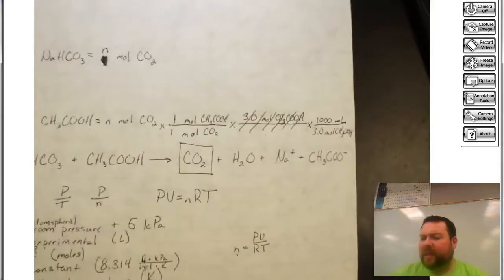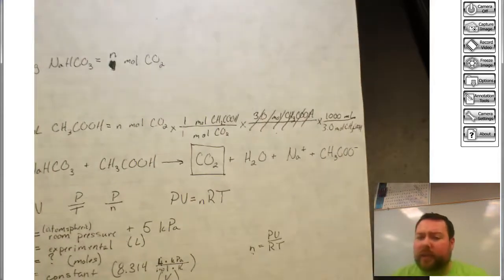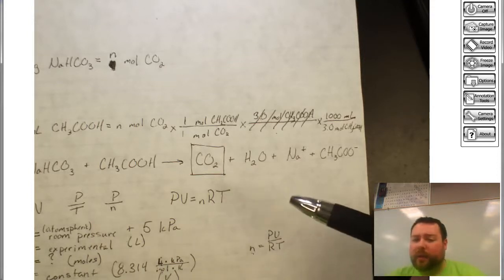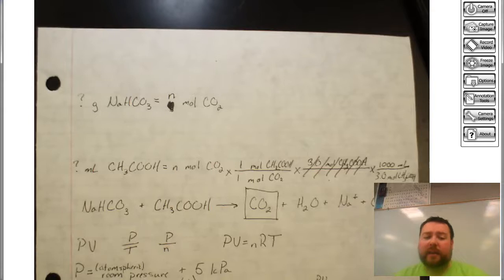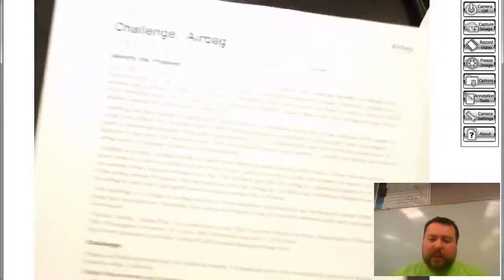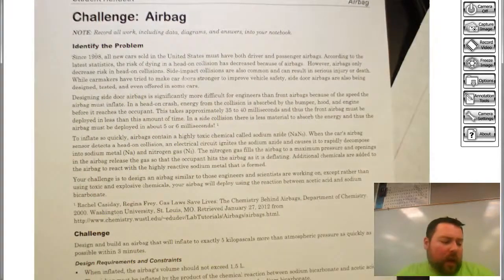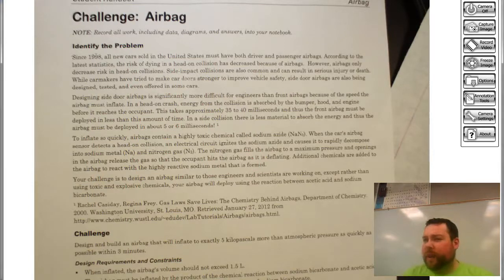That's just a quick run through, but what I'd like you to do today is work with your groups and determine some of the things you're going to want in your reaction, in your equation. Determine how much sodium bicarbonate and acetic acid you're going to want. How can you determine how many moles of carbon dioxide you will need to fill your airbag to 5 kilopascals above atmospheric pressure? Think about what types of equipment and information you will need, because I haven't given you everything.